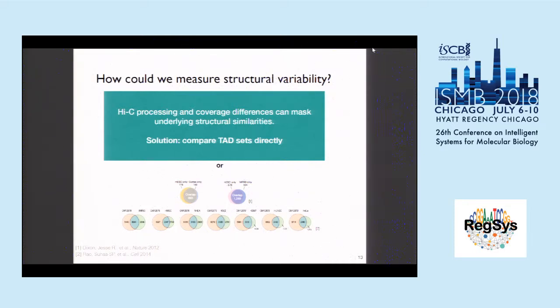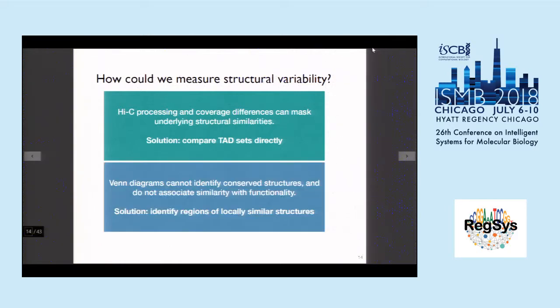And the other way that people have measured structural variability in the past is these Venn diagrams you can see on the bottom. All those do is count the overlap, or the number of boundaries that were common between two cell types or two species. But these Venn diagrams really don't identify conserved structures, right? They just tell you the number of overlapping boundaries. And they don't associate whatever similarity they capture with any sort of functionality.